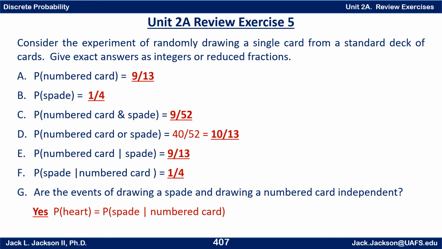Are the events of drawing a spade and drawing a numbered card independent? Yes, because the probability of a spade equals the probability of a spade given that it's a numbered card. So remember that we have a set of independent events, or two events are independent of each other, if the probability of a spade and the probability of a spade given the number card are the same. In this case, those are both 1/4. The probability of a spade is 1/4. Probability of a spade given it's a number card is also 1/4. So those are independent events.